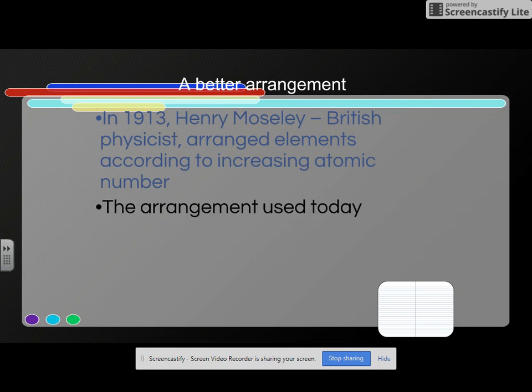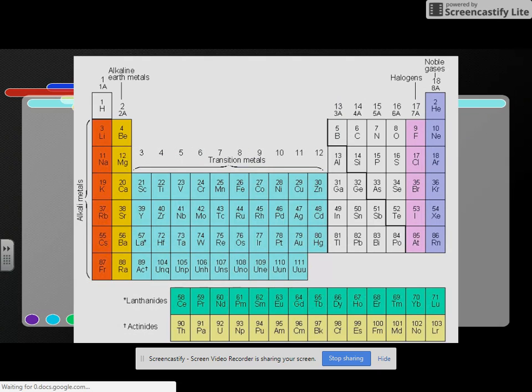So after that, Henry Moseley in 1913 came along as a British physicist, and he arranged it according to atomic number. And this actually fixed all of those problems that Dmitri Mendeleev had. And it actually is still the arrangement we use today. So this is the one you see up on the wall in your chemistry classroom every day. So this is what that looks like.